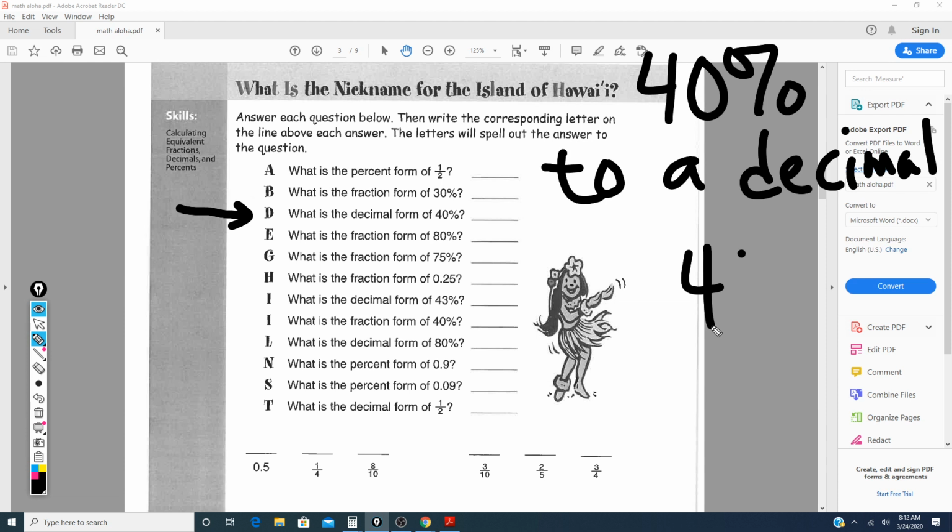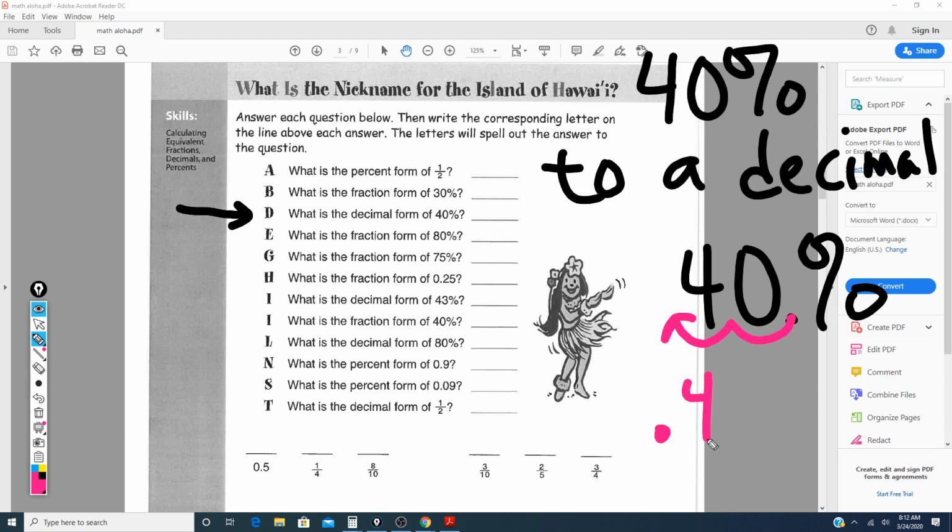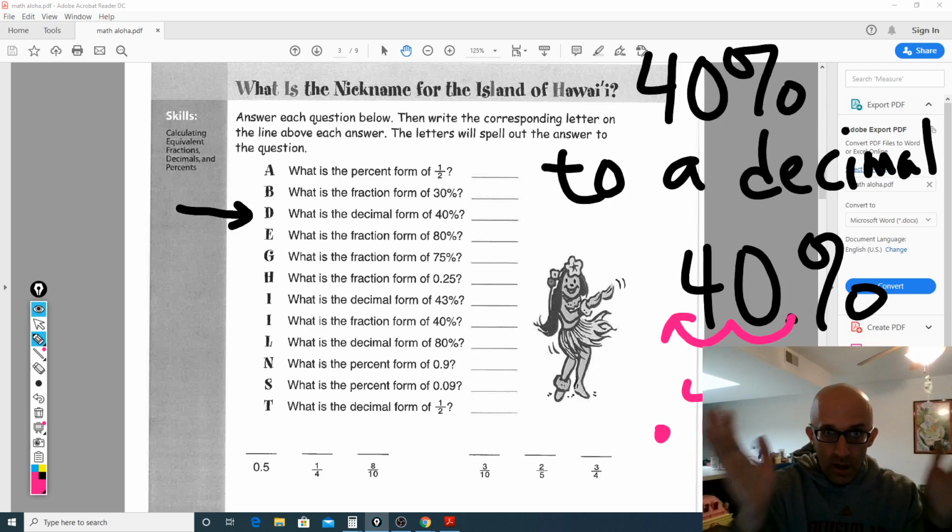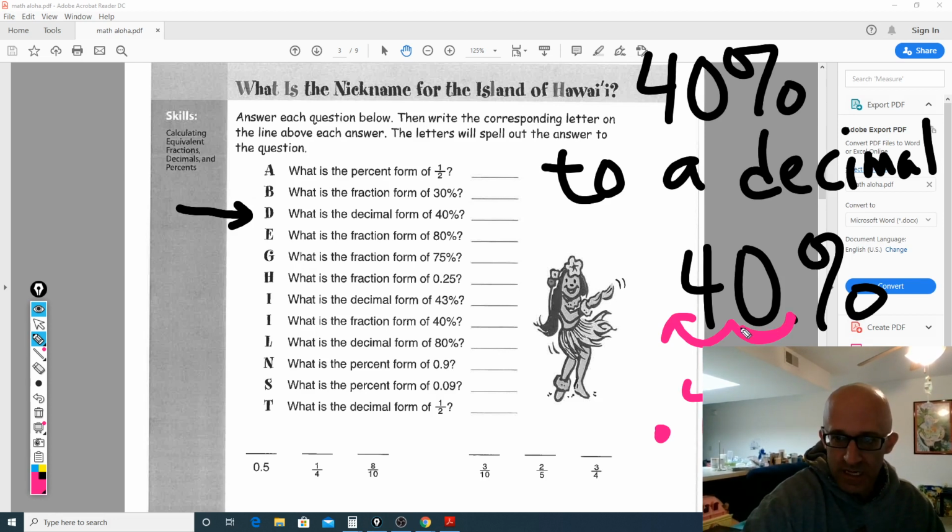ladies and gentlemen, you remember all that you're doing on this is taking the decimal and moving it 2 places to the left, which will give you, as a decimal, 0.40. So to change a percent to a decimal, all you're doing is moving the decimal 2 to the left.